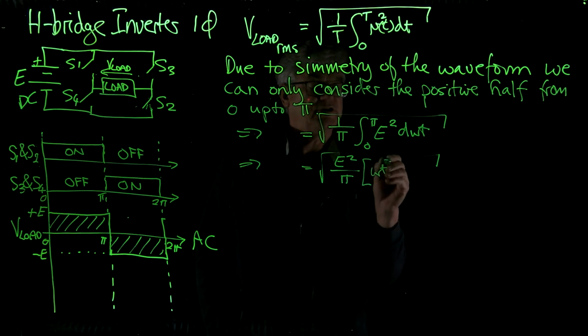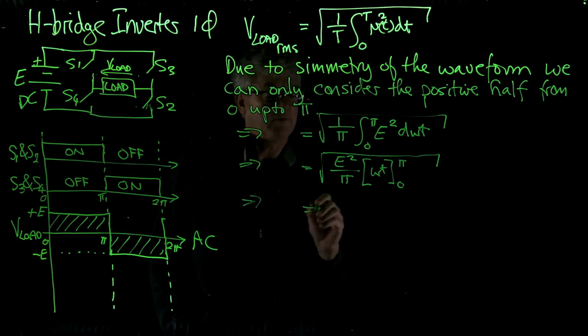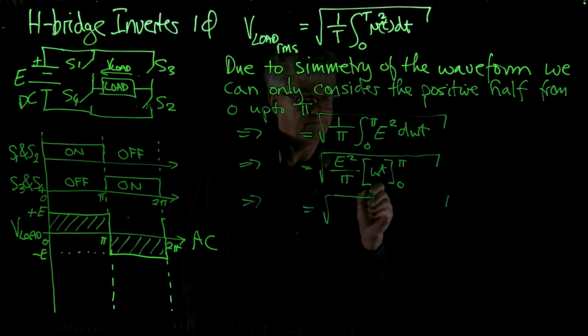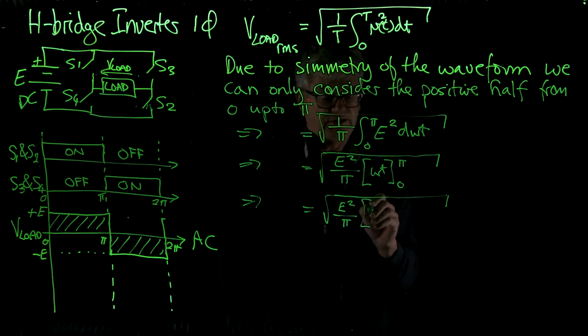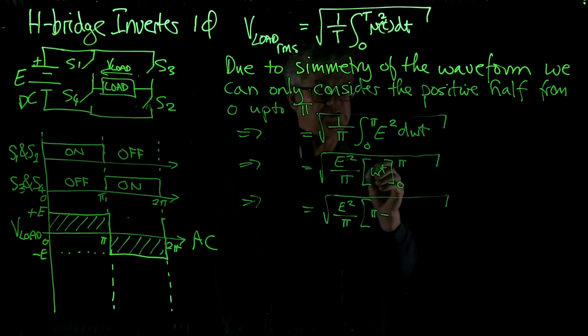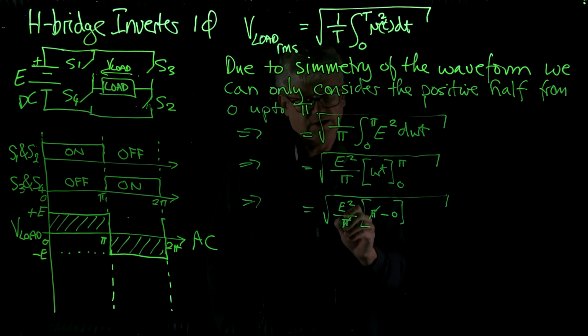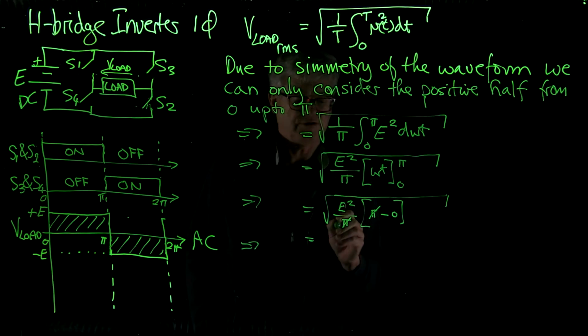which is omega t, and the limits are 0 and pi. And therefore, we can say that it is the square root of E squared over pi, pi in the double variable, minus the 0 in the double variable. This pi goes into that pi once, and therefore we have the square root of E squared, which is E.